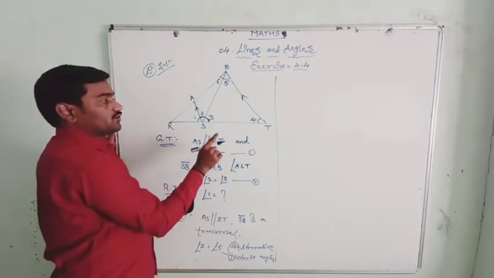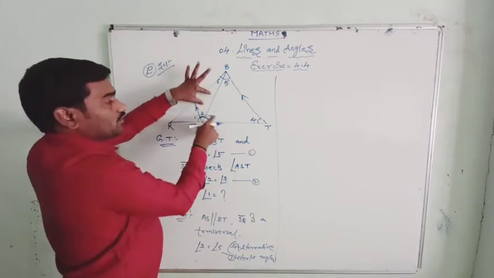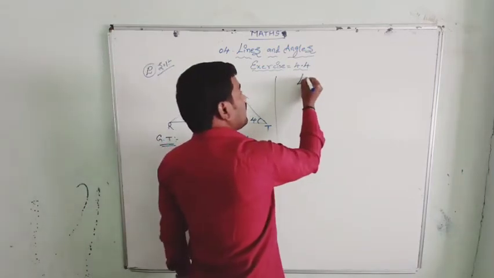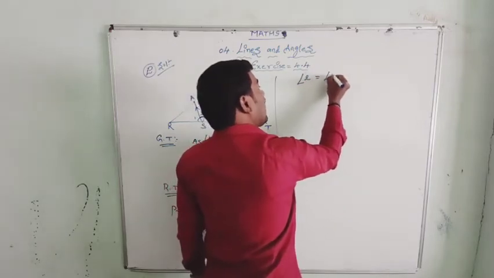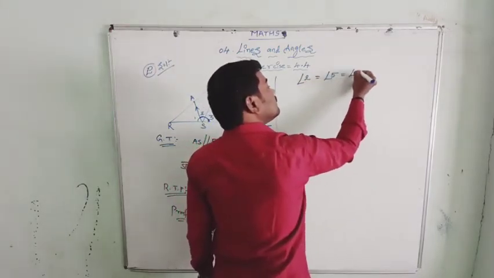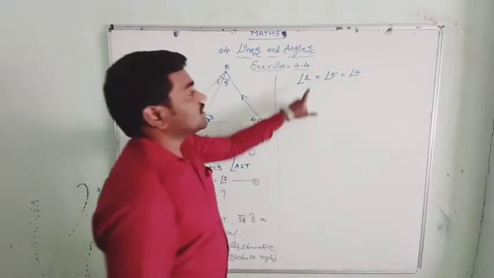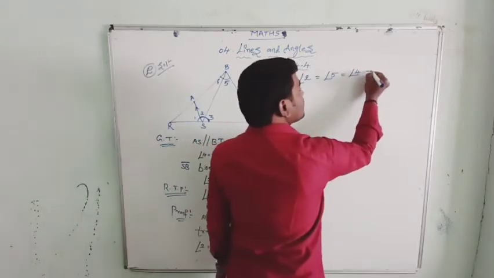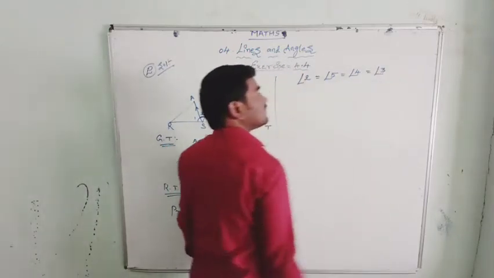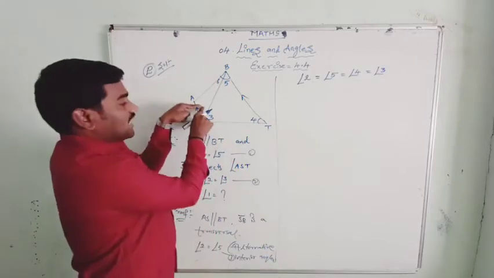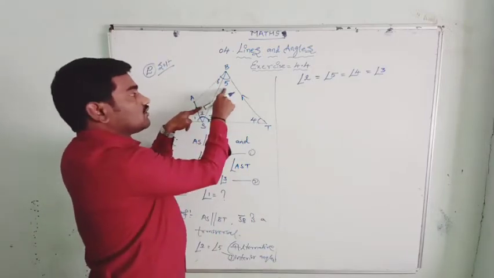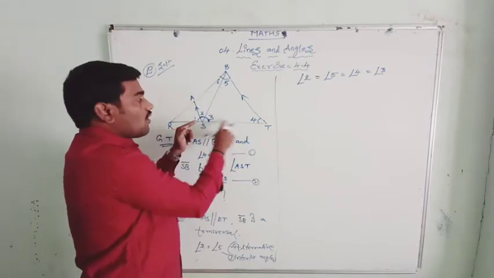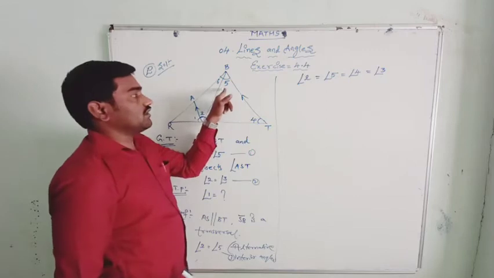So from this we can find out: 2 equal to 5, 2 equal to 3 and 5 equal to 4. Angle 2 is equal to angle 5, angle 5 is equal to angle 4, and angle 2 is also equal to angle 3. So what can we understand now? Angle 2 is equal to 3, 2 equal to 4, 2 equal to 5 and 5 equal to 4. That means all these angles 2, 3, 5, 4 are equal.